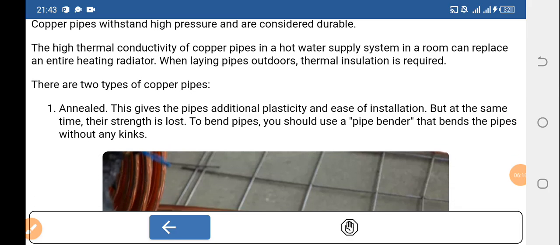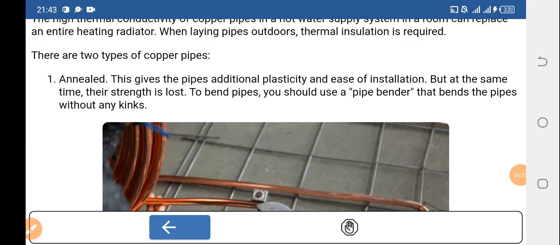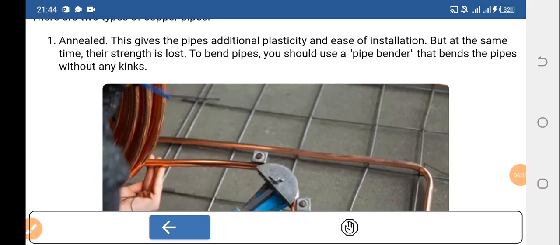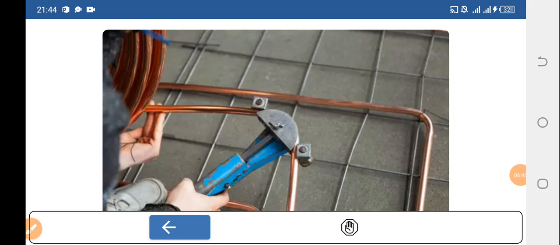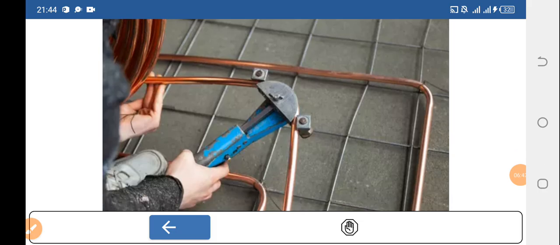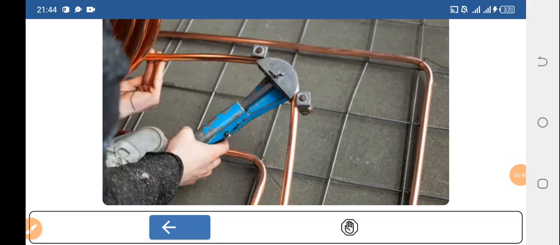Okay, there are two types of copper pipes. I said we have what we call annealed. This gives the pipe additional plasticity and ease of installation, meaning that the material can be bent, it can change shape, and when we are bending this type of material, it cannot kink or form kinks. That's why I tried to explain that we just need to use special tools, which are pipe benders.